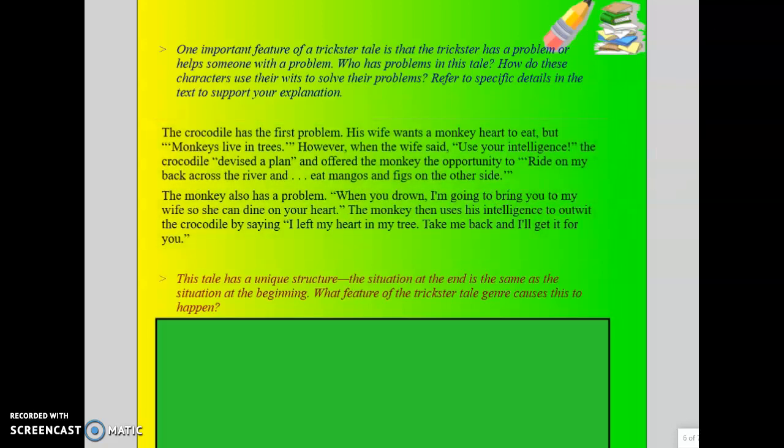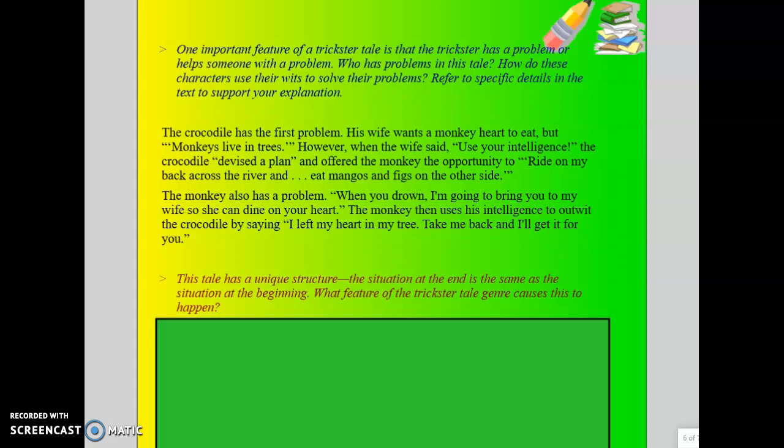Here's what I thought. The crocodile has the first problem. His wife wants a monkey heart to eat, but monkeys live in trees. However, when the wife said, "Use your intelligence," the crocodile devised a plan and offered the monkey the opportunity to ride on my back across the river and eat mangoes and figs on the other side. Now, the monkey also has a problem. When you drown, I'm going to bring you to my wife so she can dine on your heart. That's a problem. The monkey then uses his intelligence to outwit the crocodile by saying, "I left my heart in the tree. Take me back and I'll get it for you."